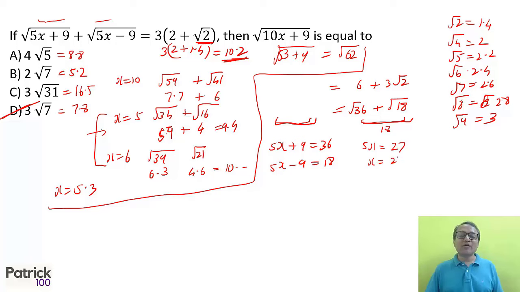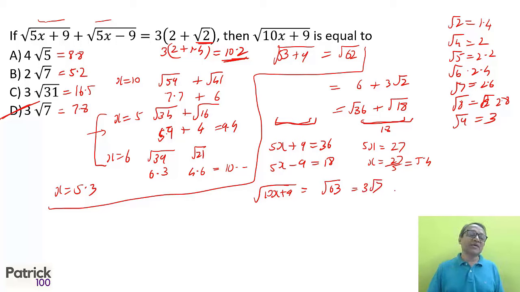So x is equal to 27 upon 5, which is 5.4. Once you get 5.4, you can substitute here: root of 10x plus 9 is root of 54 plus 9, which is root of 63. Root of 63, take 9 outside, becomes 3 root 7. Satisfies option D.